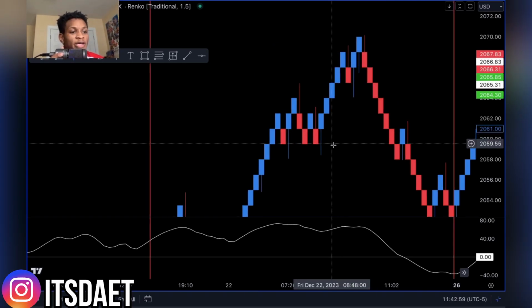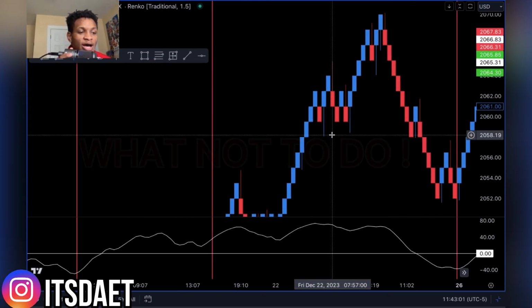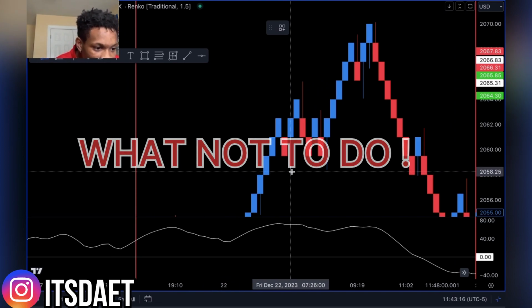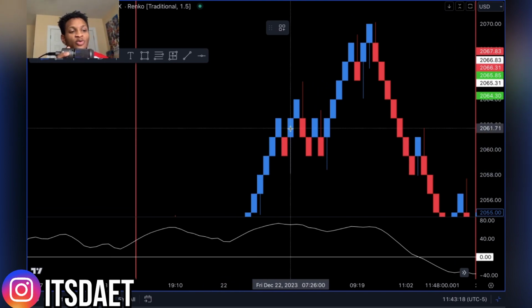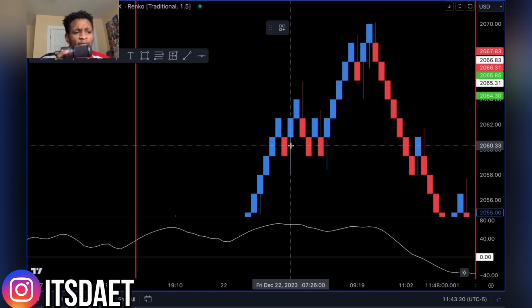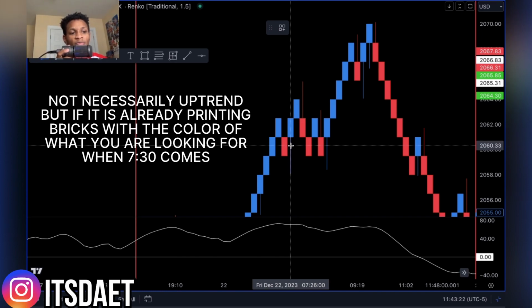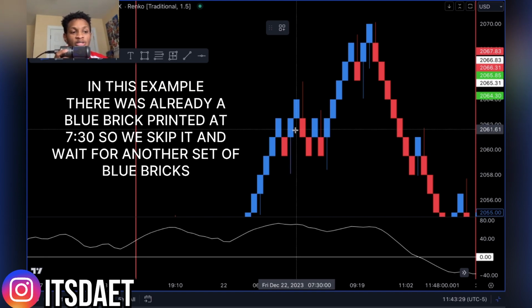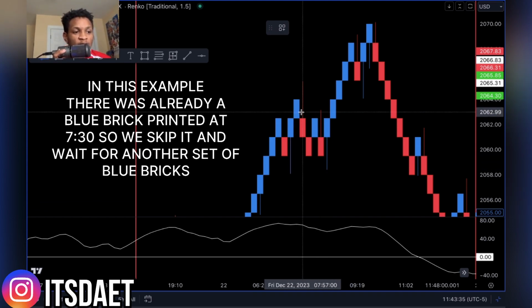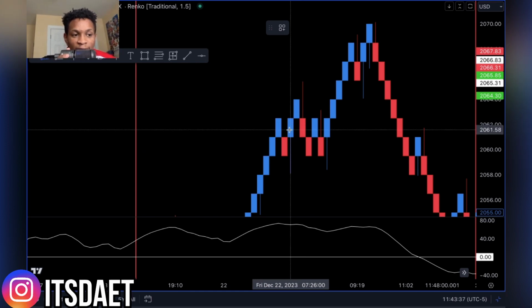All right, so here's a perfect example of what not to do. This candle right here is 7:26, right? If it is already in the uptrend around 7:30 when you go to look at the markets, you do not take a trade, because you want to get in at the freshest brick printed, right? And this one lost too. I'm going to show that too. But okay, this is 7:26, right?